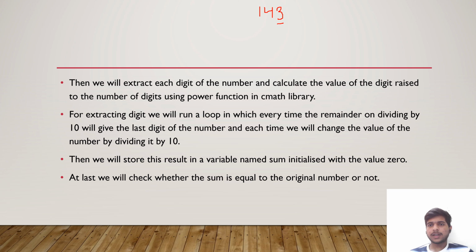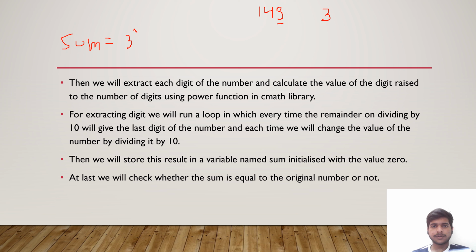In the first iteration, we will extract the last digit by taking the remainder when the number is divided by 10. So if 143 is divided by 10, the remainder would be 3. And in the same iteration, we have initialized a variable sum which has a value 0. The sum would get updated to sum plus the digit we have extracted raised to the total number of digits. So like here, 3 raised to the power 3.